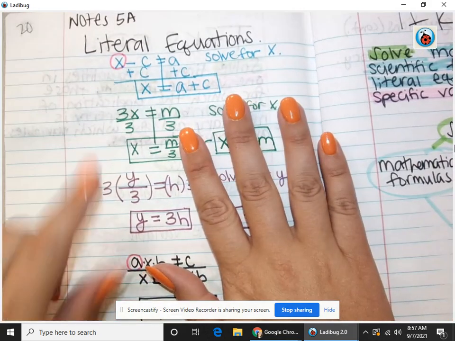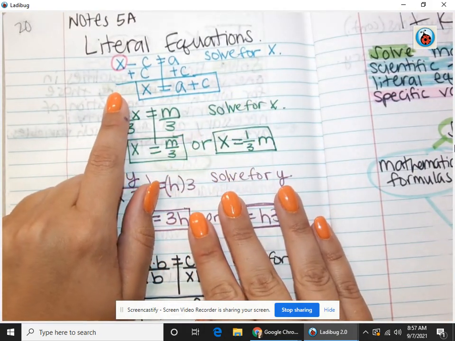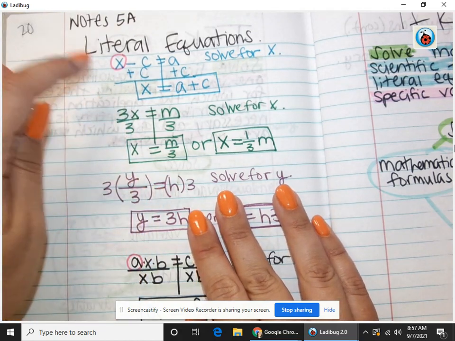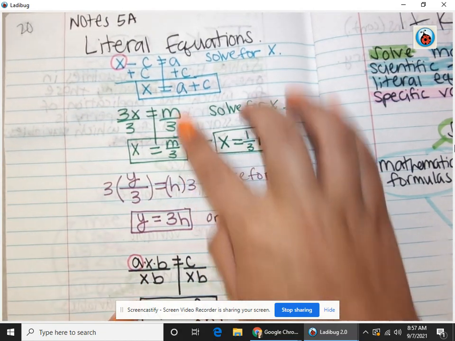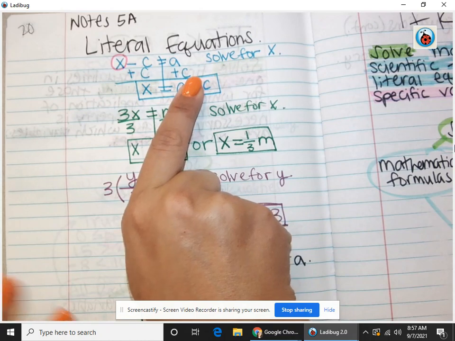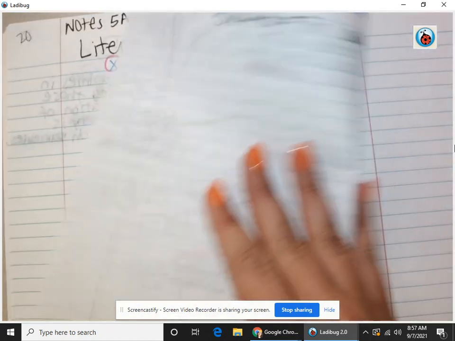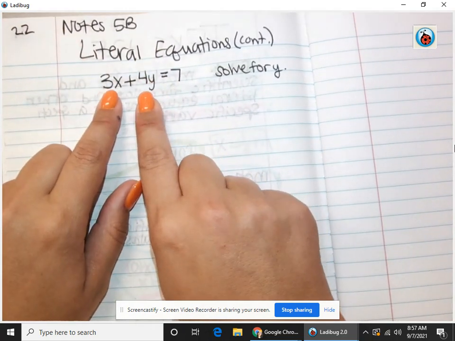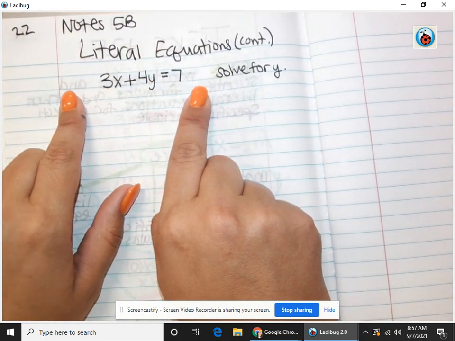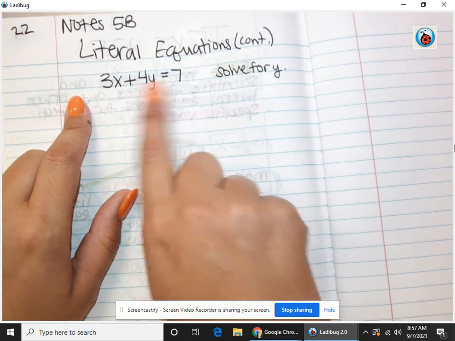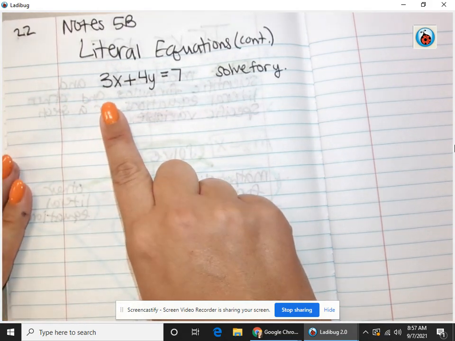So last week, remember, we talked about one-step literal equations, where we just add, subtract, multiply, or divide to get one thing to the other side of the equation when you're solving for a specific variable. Today, we're going to have at least two steps, if not more, of solving for a specific variable.